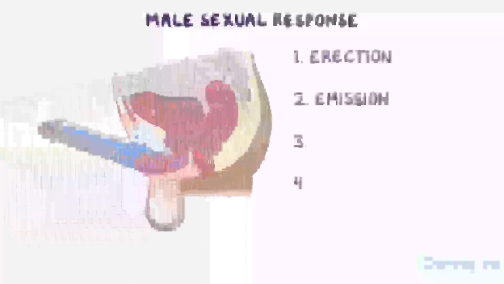Alright, now that we understand the anatomy of the penis, let's switch to physiology and discuss the male sexual response. The sexual response has 4 stages, called erection, emission, ejaculation, and remission.